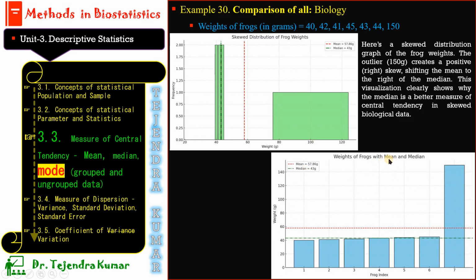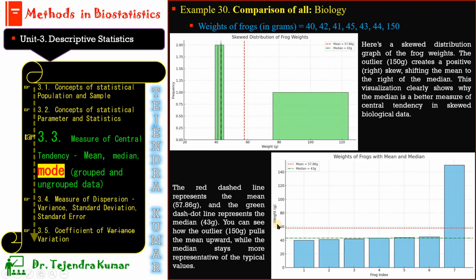In the next graph, weight of frogs with the mean and median. In this graph, you can see the red dashed line represents the mean, which is 57.86 gram, and the green dotted line represents the median, which is 43 gram. Now you can see how the outlier 150 pulls the mean upward, away from all the other values, and that's why it is giving a different value, which is not actually appropriate.